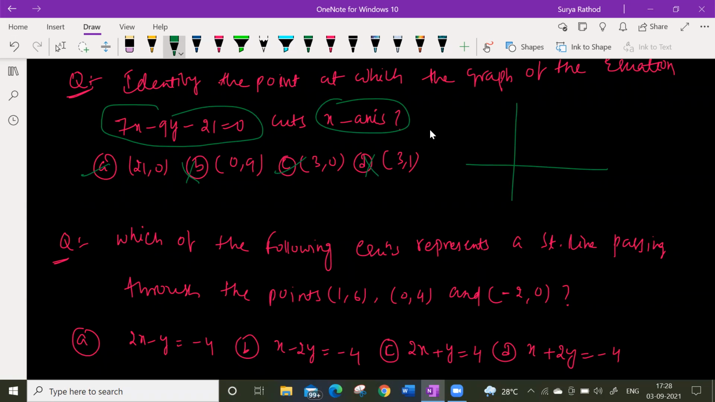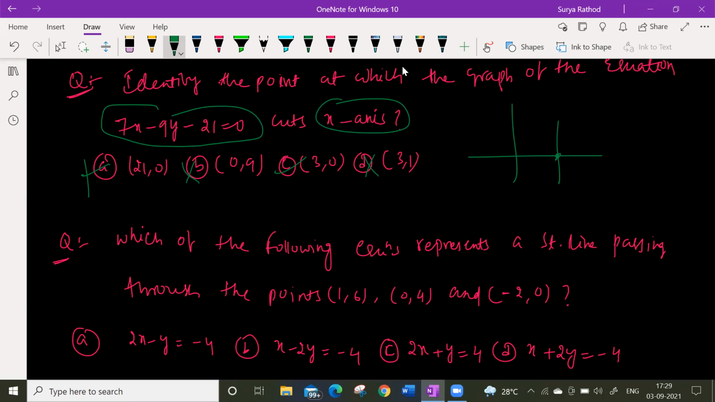Whichever option satisfies the equation is going to be my answer. 21 is not at all possible. If you substitute 21, 7 into 21 is a big number, 147. Minus 147 minus 21 is not even 0. So option C is straight away the right answer. On the x-axis, whatever point you cut, the y coordinate will always be 0. If it is given the y-axis, then the x coordinate will be 0.